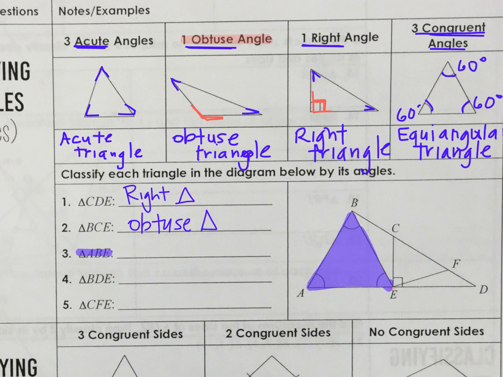The next one we're going to look at is ABE. The first thing I notice is it's got these marks on every single corner, on all the angles. Those marks tell me that they're all the same size, so this would be an equiangular triangle.